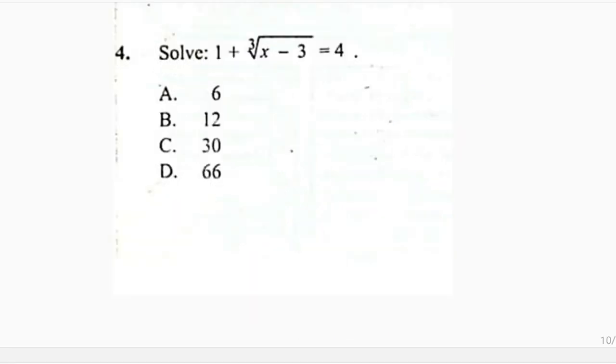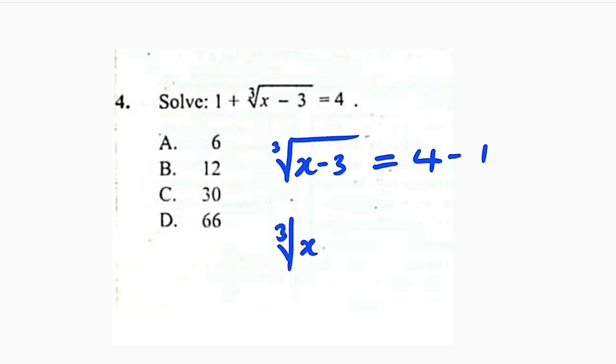All right, here is question number 4, which is a radical equation. We are asked to solve the equation 1 plus the cube root of x minus 3 equal to 4. Let us take this 1 to the other side, leaving only the cube root of x minus 3. And this is equal to what? 4 minus 1. The cube root of x minus 3 will now be equal to what?